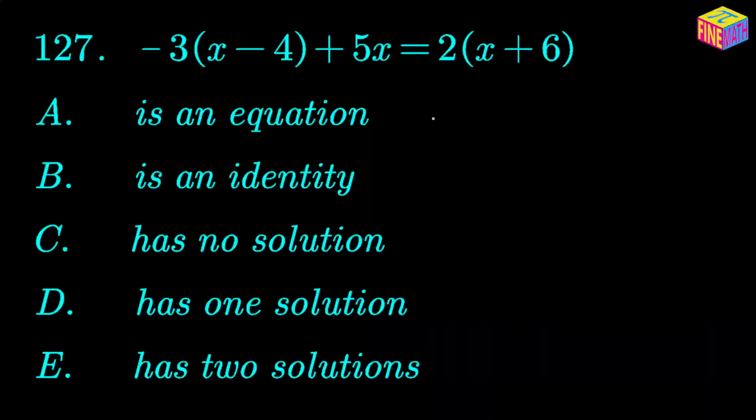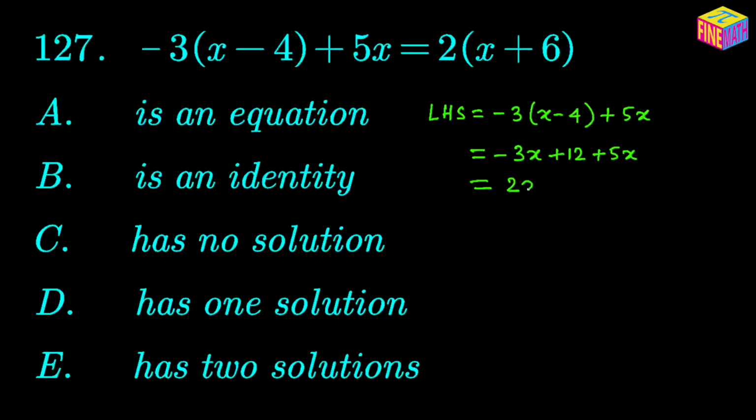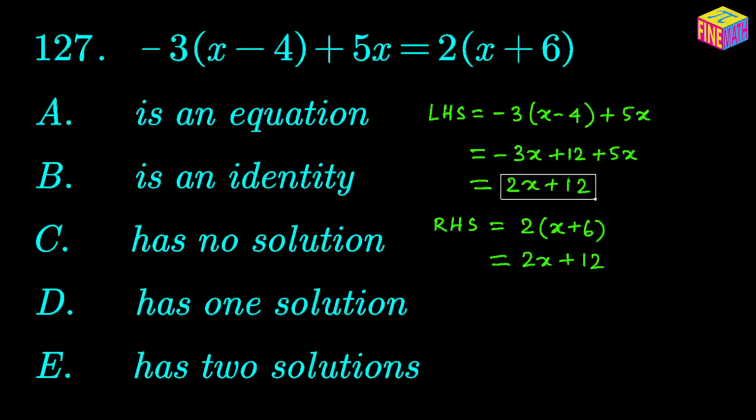Now let's see whether it is actually an equation or an identity. What is the left hand side of this equation? LHS is equal to negative 3 times (x minus 4) plus 5 times x, which is negative 3x plus 12 plus 5x, and that is equal to positive 2x plus 12. And what about the right hand side? RHS is equal to 2 times (x plus 6), which is equal to 2x plus 12. Looks like both the LHS and the RHS are identical.